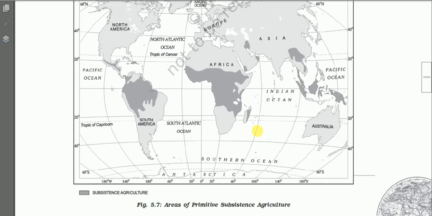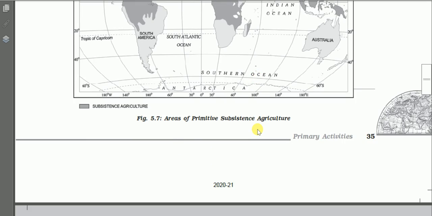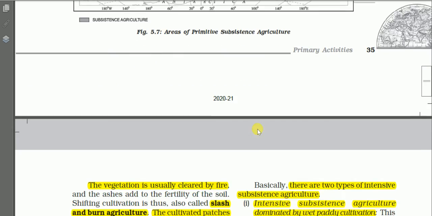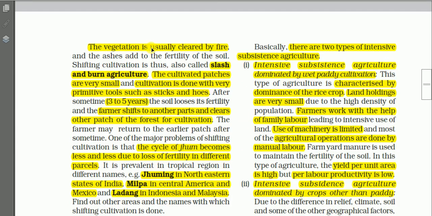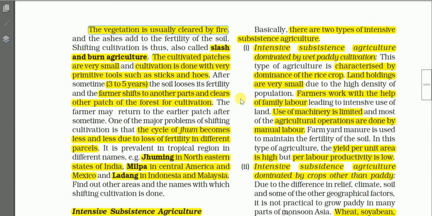About the modes or methods of farm operation, all of us are familiar with it because it is also practiced here. Let us read. About the mode of farm operation, the vegetation is usually cleared by fire, and ashes add to the fertility of the soil. Before making fire, we used to cut the bushes. After that, we let it dry for 1 or 2 months, and in the month of February it is cleared by fire. The ashes of the vegetation add to the fertility of the soil.